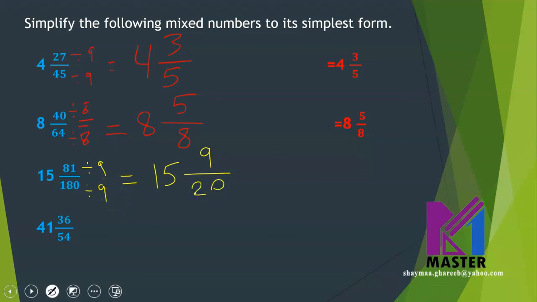So can we do any more division? I have 9 and 20. Can we divide the 9 and 20 by the same number? No, then it is the simplest form, 15 and 9 over 20.